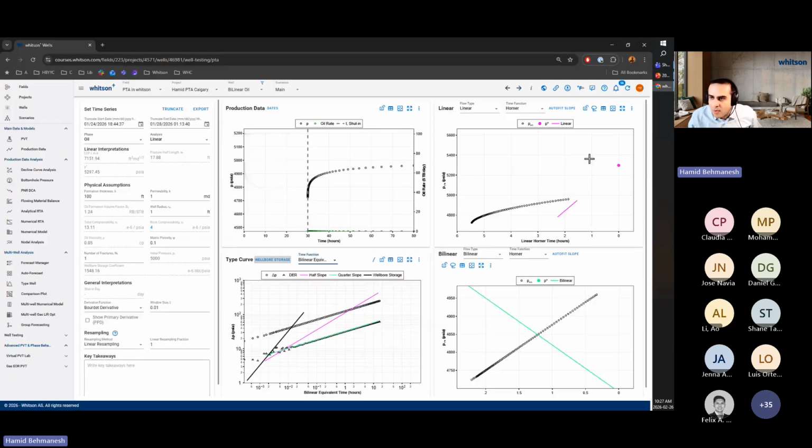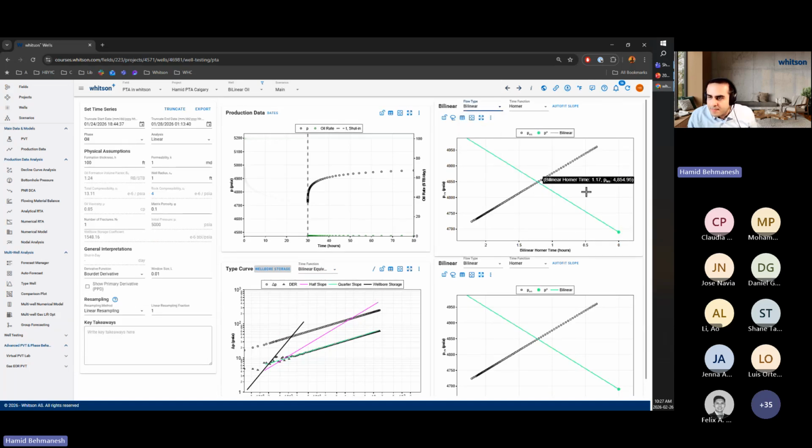Okay, so let's go ahead and do the analysis. I'm going to do the analysis on this side. So I'm going to select the bilinear flow regime here, and with the bilinear flow regime, I need to adjust this one. Maybe we need to be a little bit patient with this.